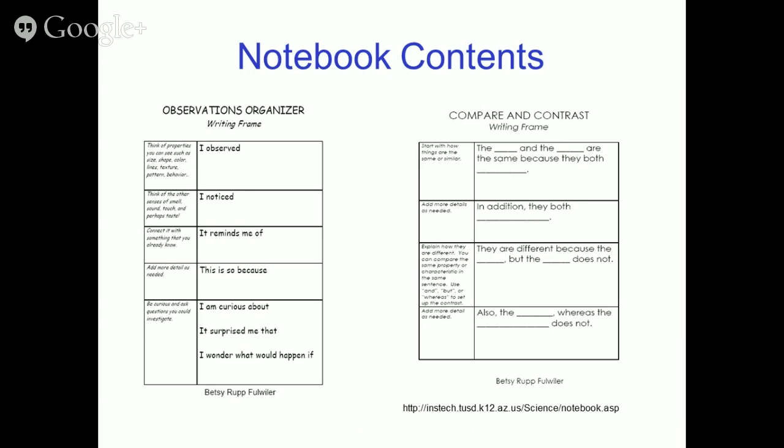So I hope when you're making your science notebook, you incorporate tables like this, because it'll help me when I'm reading through all your stuff. You've got a compare and contrast table for your notebook here, and it gives you even sentence frames to help you. This is just to help you.